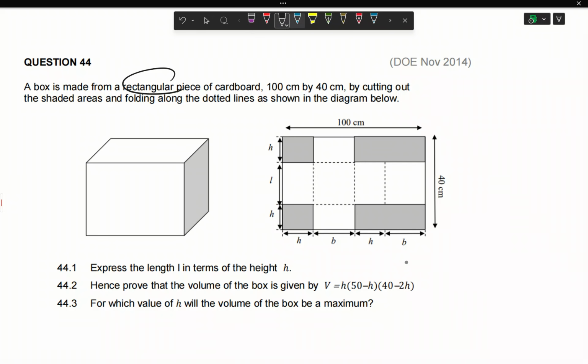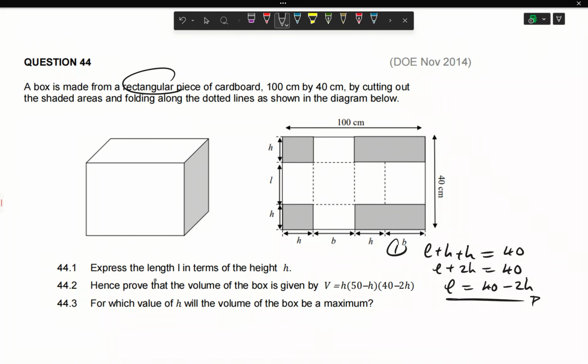So what you're going to do is to say that L plus the two h's has to be 40 there. So now it means L plus these two h's is equal to 40. So now we have to make L the subject of the formula. So L is simply 40 minus 2h. So we have expressed L in terms of h there, and this is question number one. So now let's take a look at the next question.